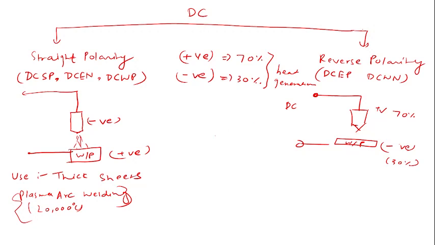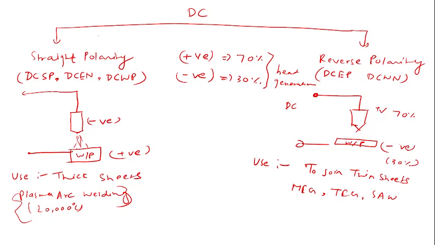So what will be the uses for this? You can use reverse polarity to join thin sheets. Okay. So what kind of welding are we using? We will use it in metal inert gas, MIG, TIG, and SAW. These are all types of arc welding only. We will see them. One more thing that we should know.